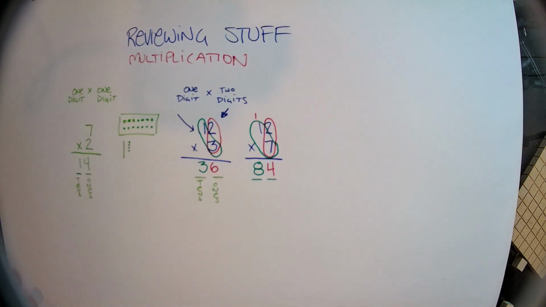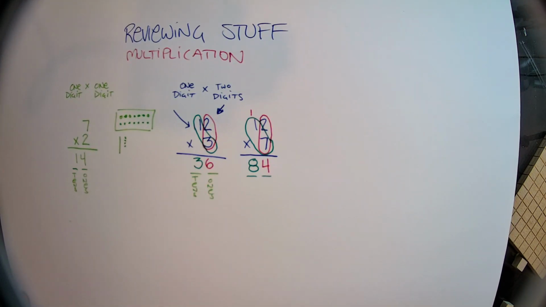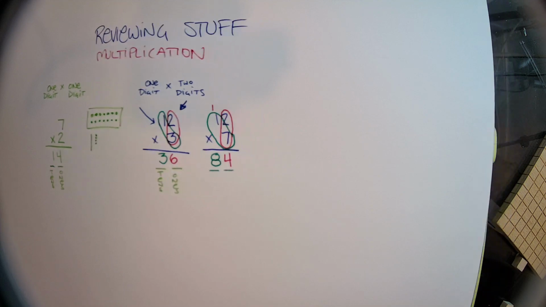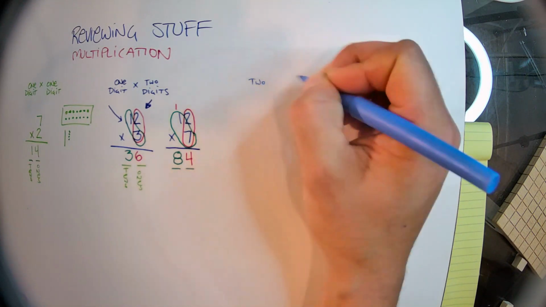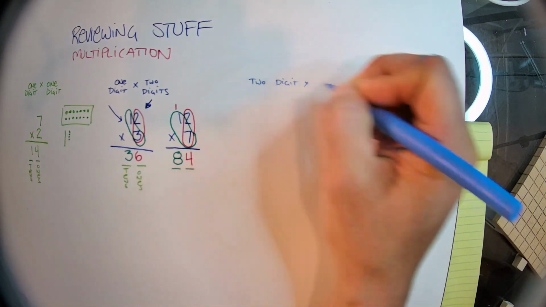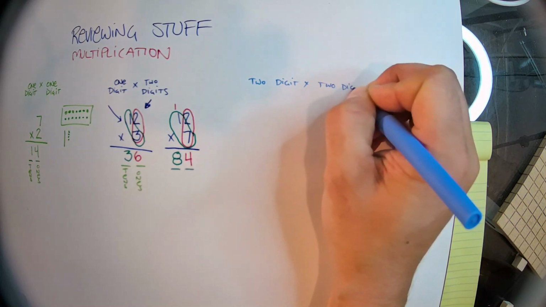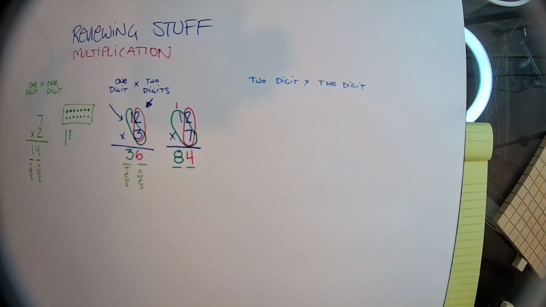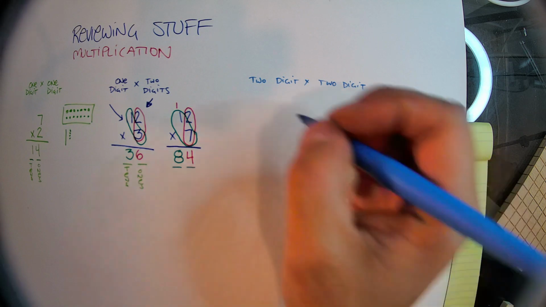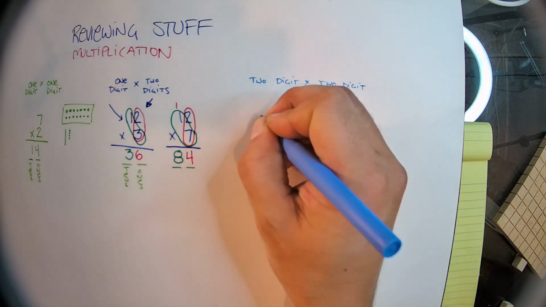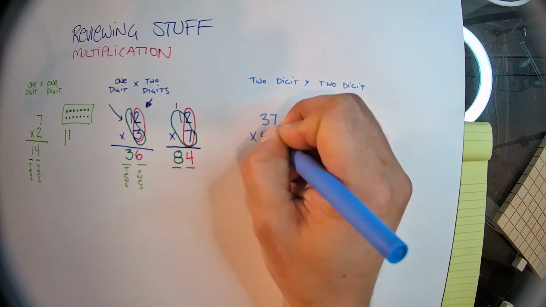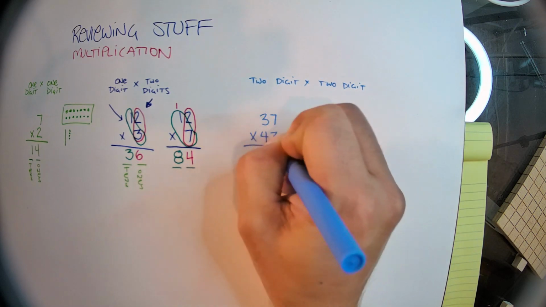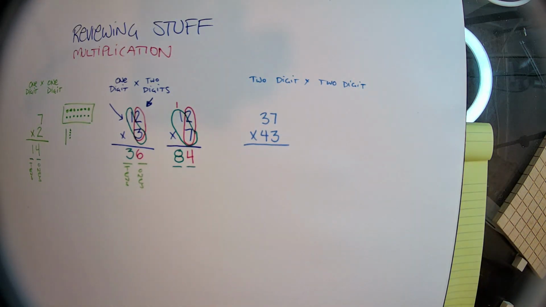Hello, we're back. All right, so we left off on 1 digit times 2 digit. Now let us move on to 2 digit times 2 digit multiplication. That's when we're dealing with numbers like, let's just say 37 times 43. So we're looking at a 2-digit number times a 2-digit number.